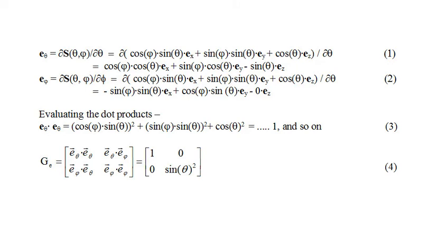The expressions for E theta and E phi are evaluated on lines 1 and 2. We can then evaluate the dot products of E theta and E phi as indicated in line 3. And in line 4, we have the results, the metric tensor for the surface at the point S of theta, phi. Note that the vectors are orthogonal but not orthonormal.